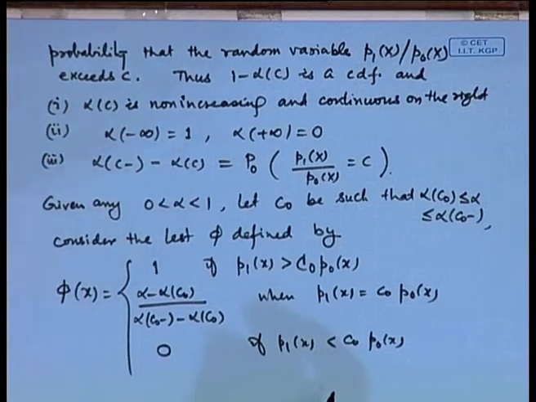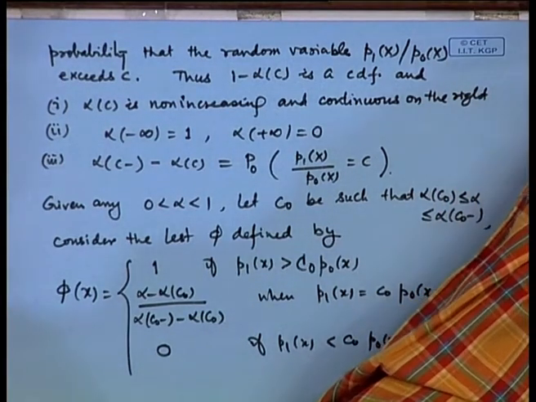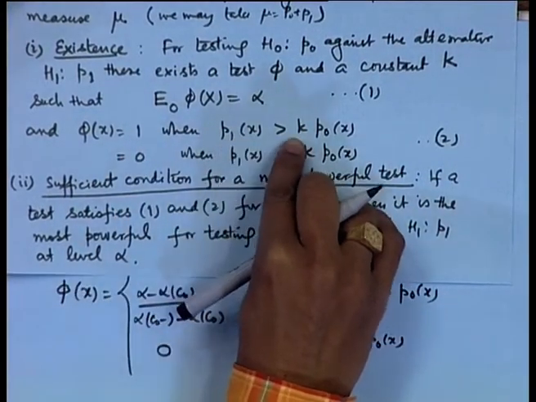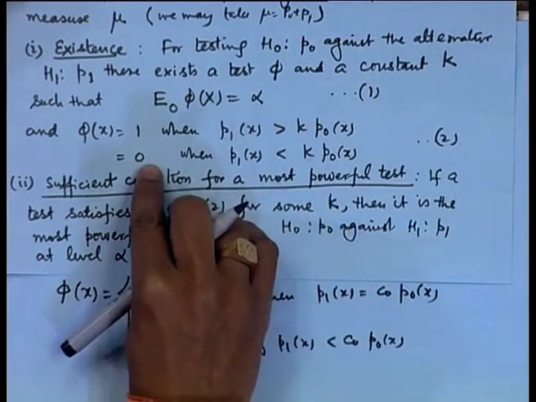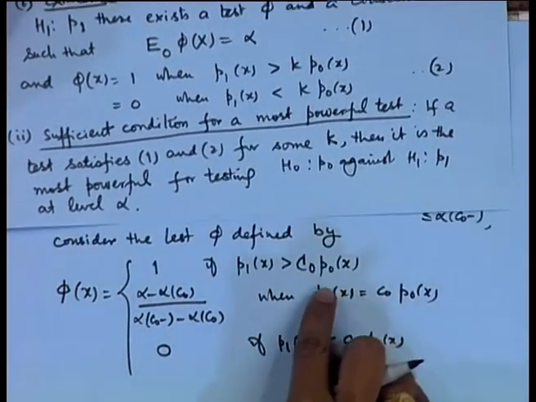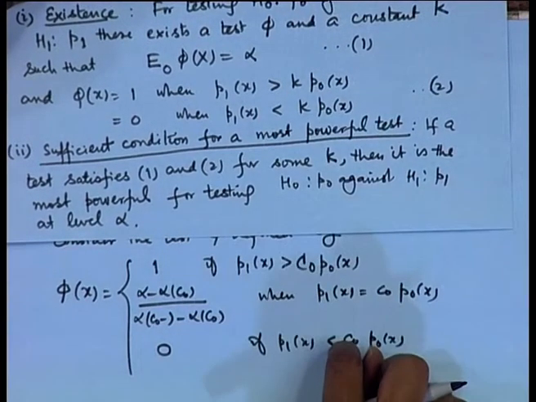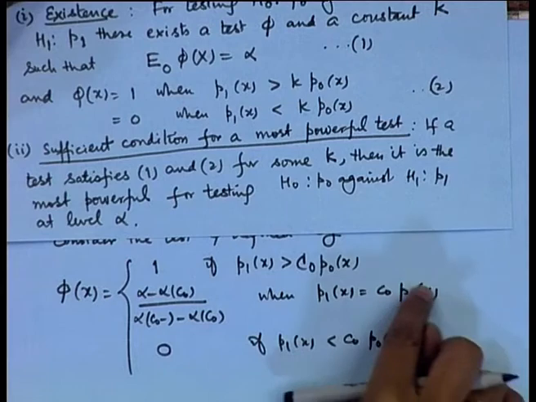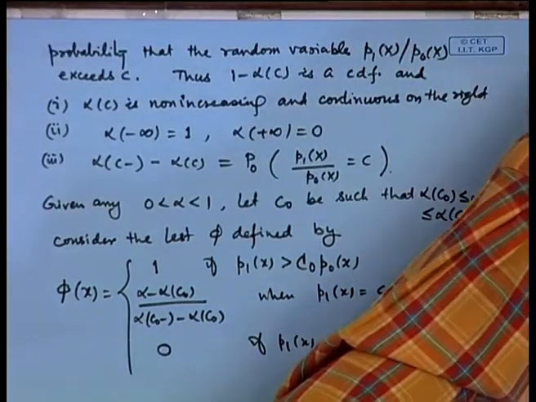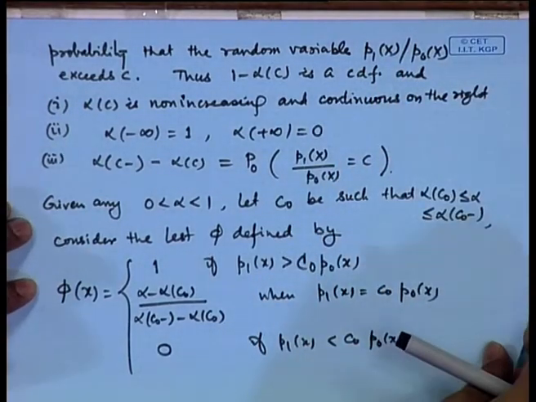Now, you compare these conditions with the original function. We defined phi x equal to 1 when P 1 x is greater than k P naught, and equal to 0 when P 1 x is less than k P naught. So, if you compare, these greater and less conditions are exactly matching here. Only we have introduced one quantity for equality, that is the randomization point, which may be required in the case of discrete distributions.